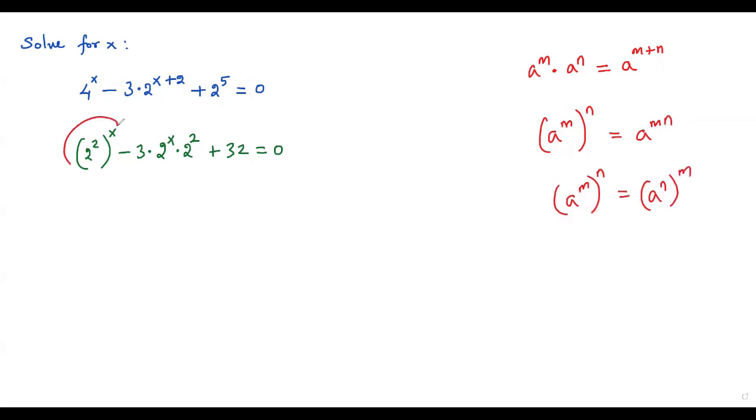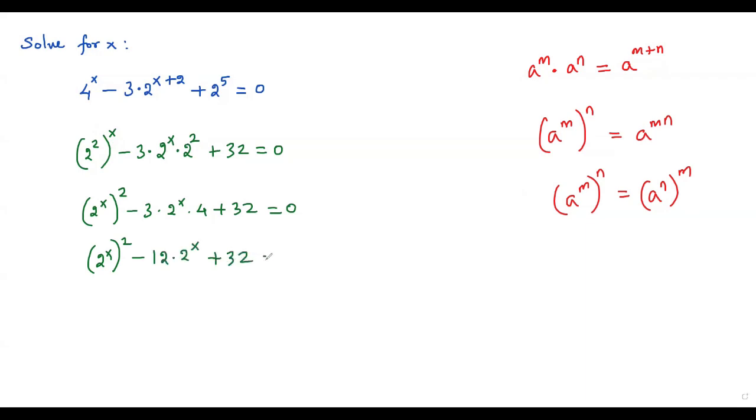So now let me consider the stuff over here. Here we have base 2, the exponent 2, and for the complete stuff, 2 to the second power, we have the exponent x. Now I am going to consider this particular rule and switch these two exponents. Then I get 2 to the x power whole to the power of 2, negative 3 times 2 to the x power. The evaluation of this 2 squared is just 4, plus 32 equals 0. Then 2 to the x power, the whole square, negative 3 times 4 is 12, 12 times 2 to the x power, plus 32 equals 0.